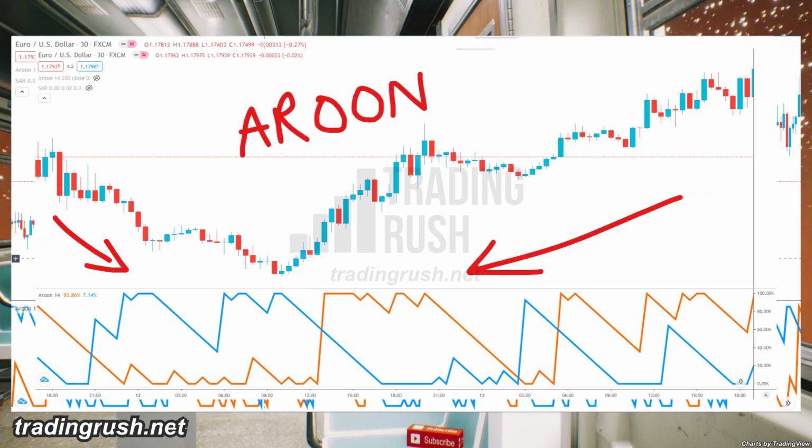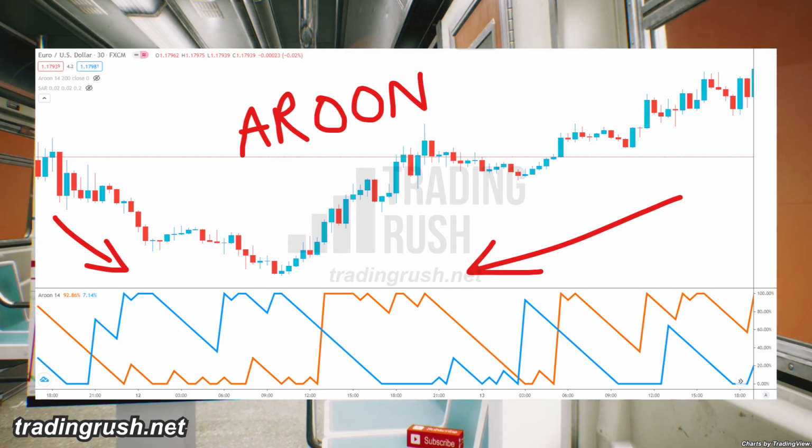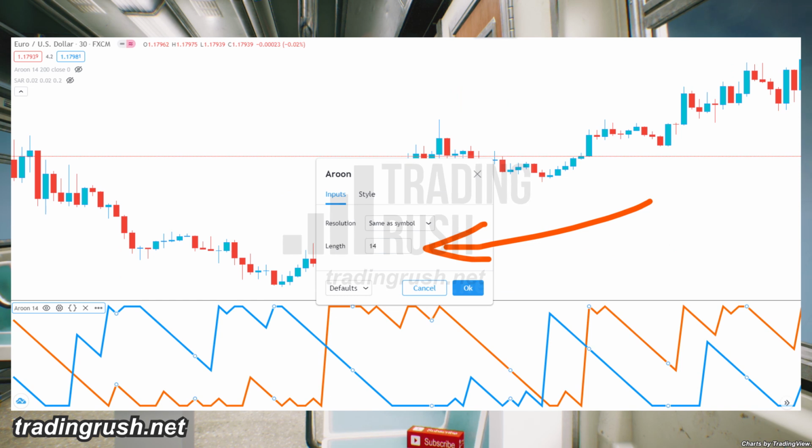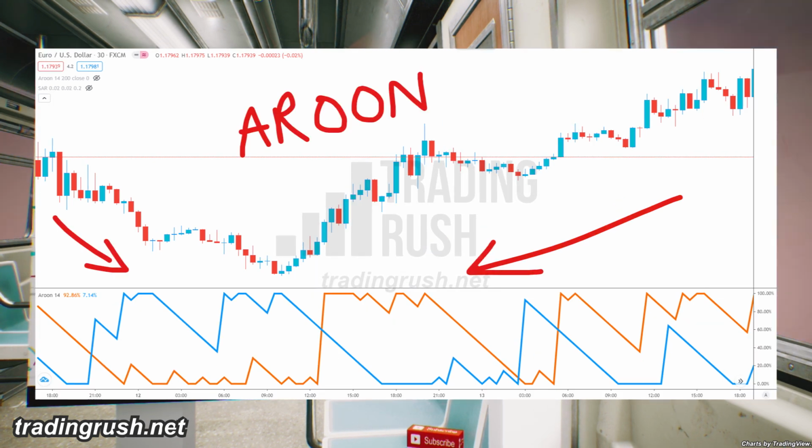This is how the Aroon indicator looks. On TradingView, this indicator will come with a default length of 14. If it is different for you on your charting platform, just remember I have tested this indicator 100 times with these default settings. As you can see, the Aroon indicator will come with two lines.